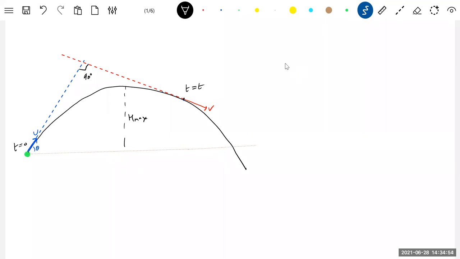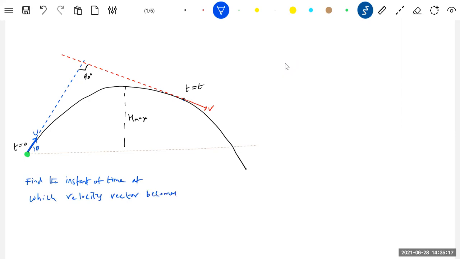So what is my question? Find the instant of time at which velocity vector will become perpendicular to initial velocity vector. Let me give the question. Find time at which velocity vector becomes perpendicular to initial velocity vector.